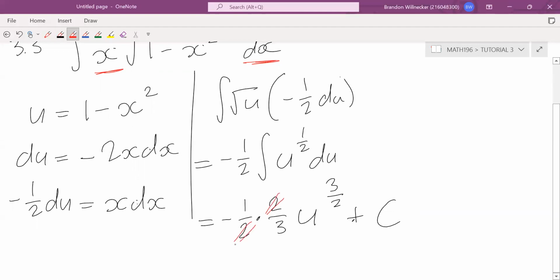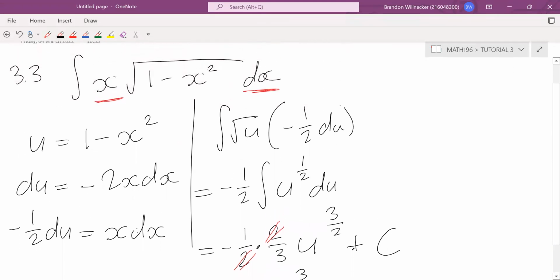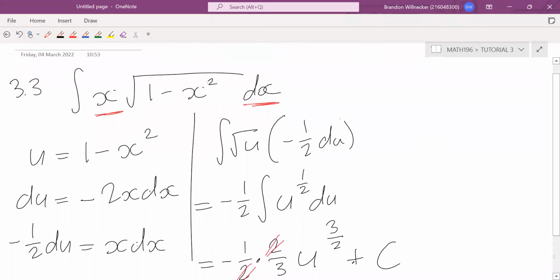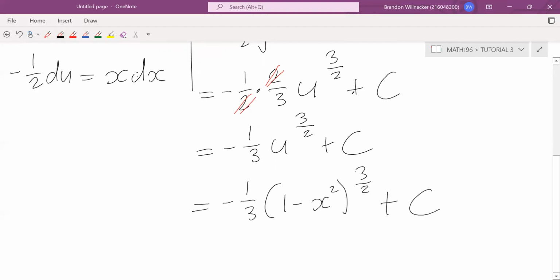Now, the 2 at the top, 2 at the bottom, we can get rid of that. So we're going to have minus 1/3 u to the 3 over 2 plus c. But we're not done yet. We don't want things in terms of u. We want things in terms of x. So wherever we see a u, we need to replace it with 1 minus x squared, as we had originally. So this is going to be minus 1/3 (1 minus x squared) to the 3/2. And don't forget your plus c that you need to carry down.